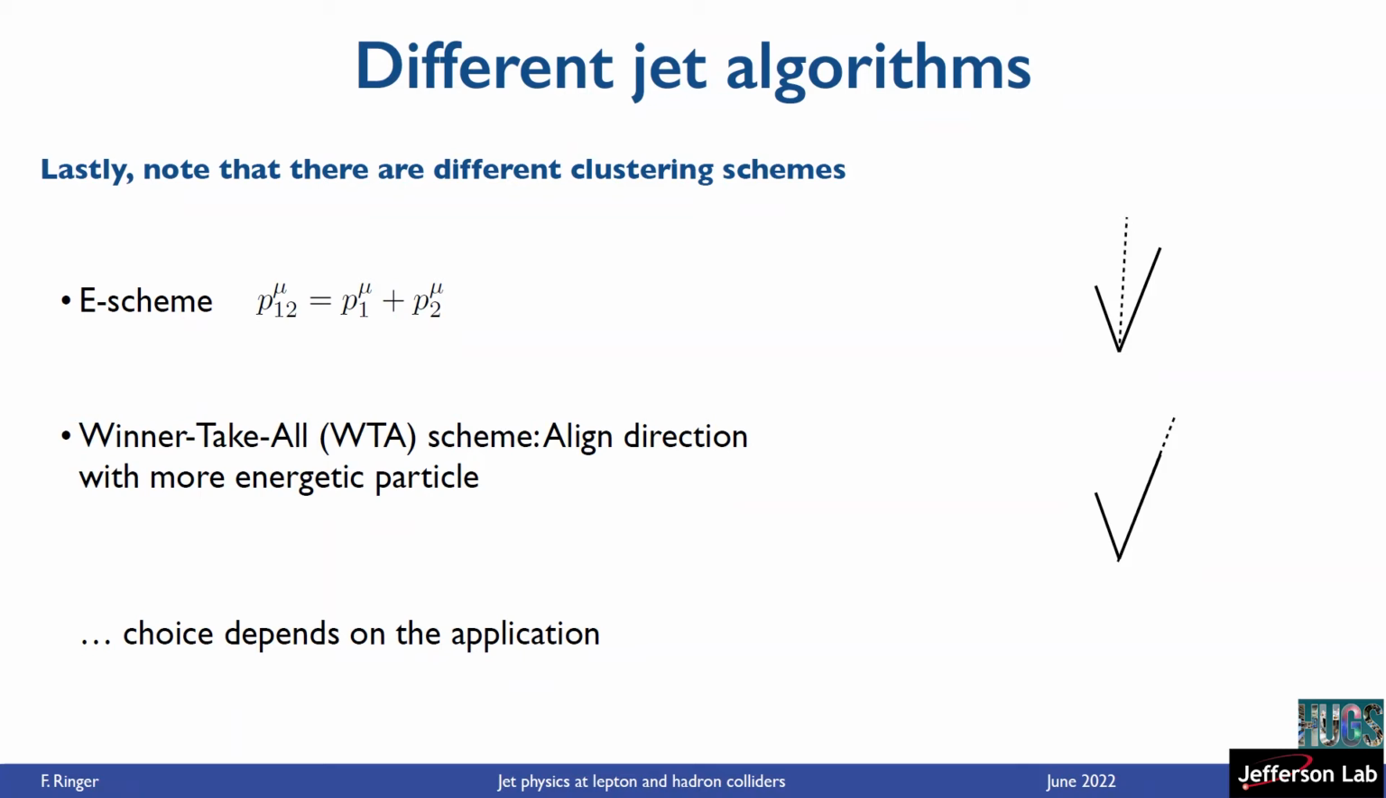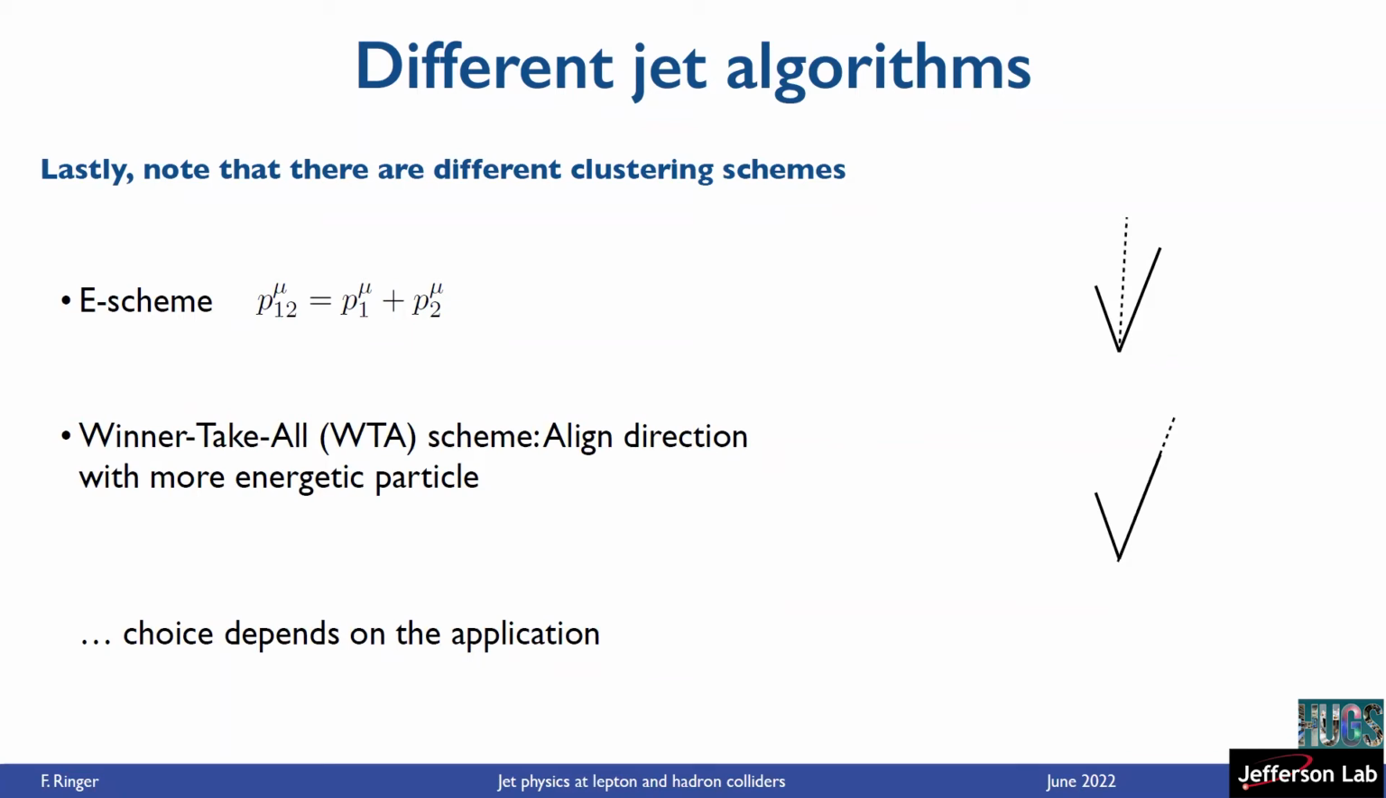For example, you could use the so-called winner-take-all scheme, where you basically align the direction of the combined particle with the more energetic one. That's also an option. And again, it depends on what you want to do. If you're just interested in the total jet transverse momentum, this will have a relatively small impact, as it turns out. You can just run the simulation twice and see, and you'll find it's very similar.